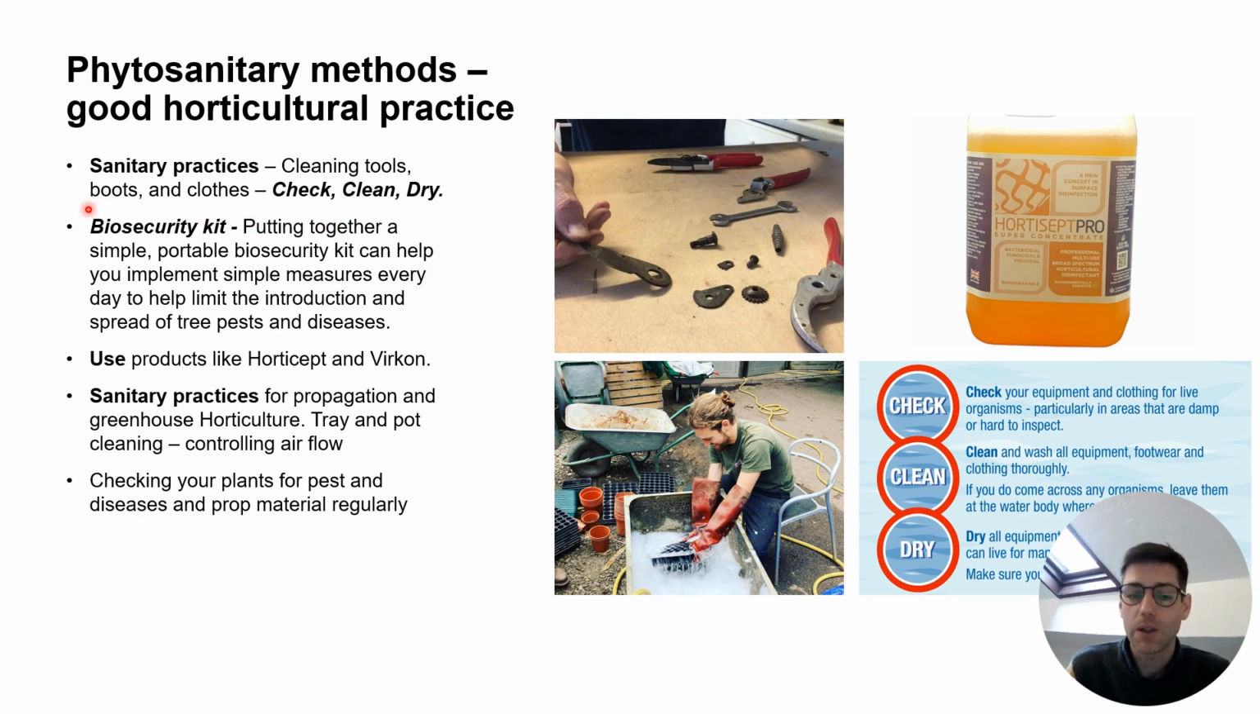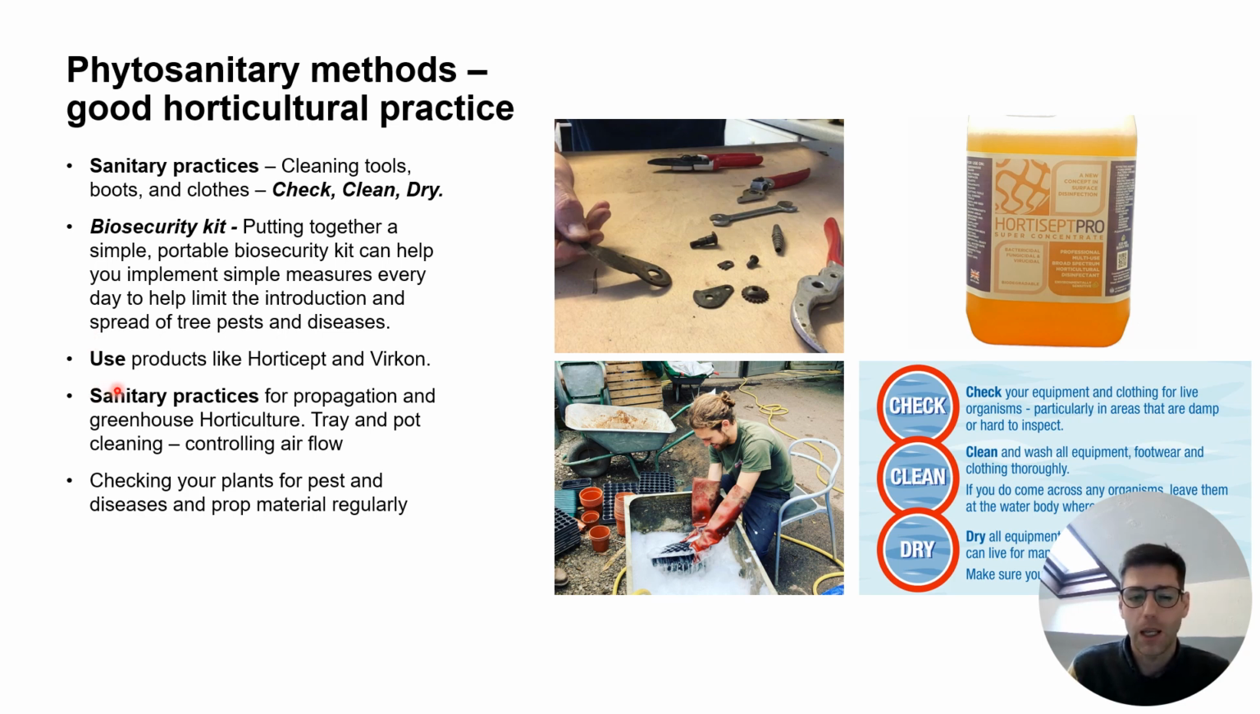Now, a biosecurity kit, putting together a simple portable biosecurity kit may be really, really useful to keep on top of controlling pests and diseases. It can help you implement really simple measures every day to limit the introduction and spread of pests and diseases. So in there you'll have things like a hard brush, some clean cloth, some tissues, and some Virkon or Horticept.